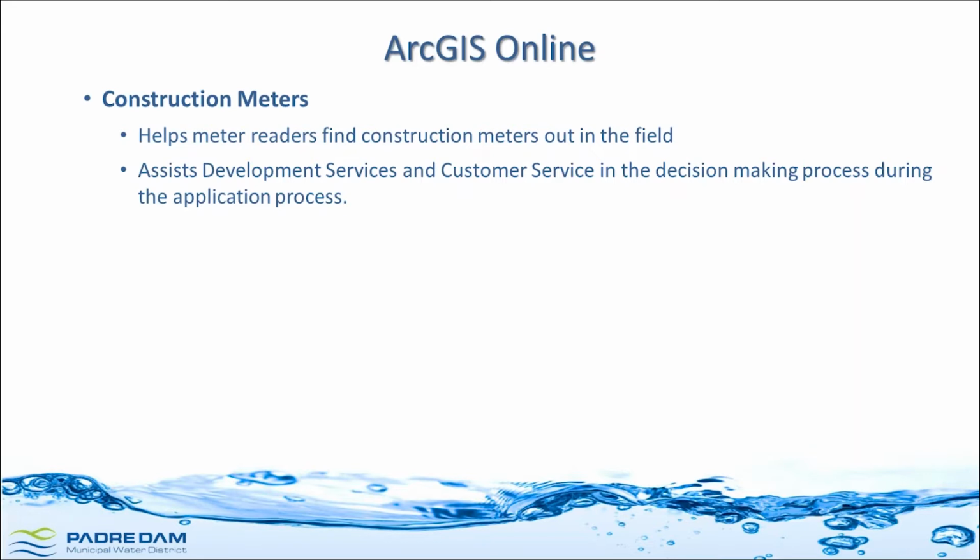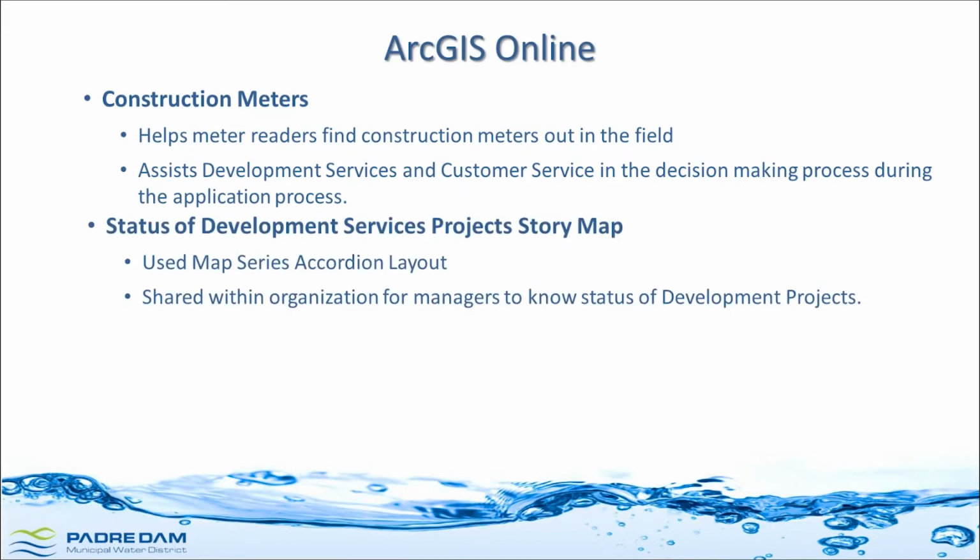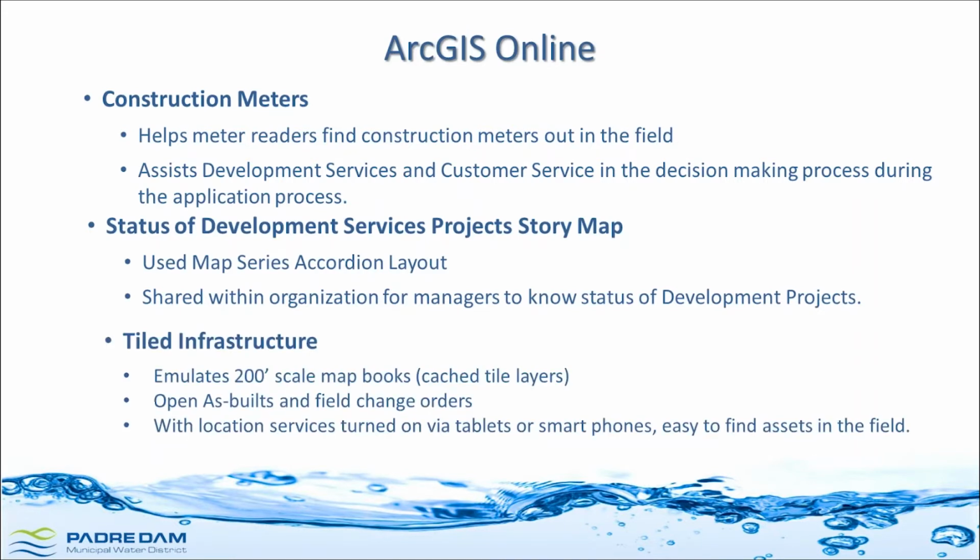This assists our development services and customer service to also know where the construction meters are, and we trained one of the AMI staff how to publish that service when she updates the information she gets out of their AMI system. We also created a development services project story map using the accordion layout, which was internal so that our development services manager could show the rest of the managers the status of their projects.